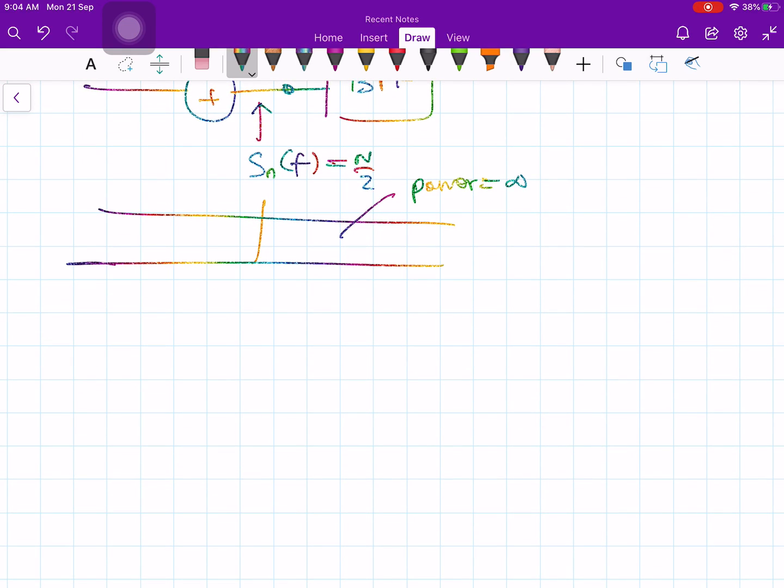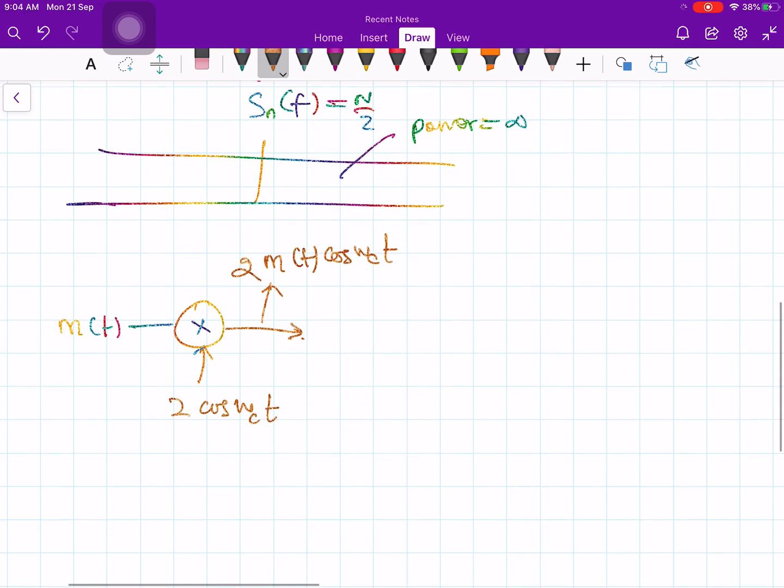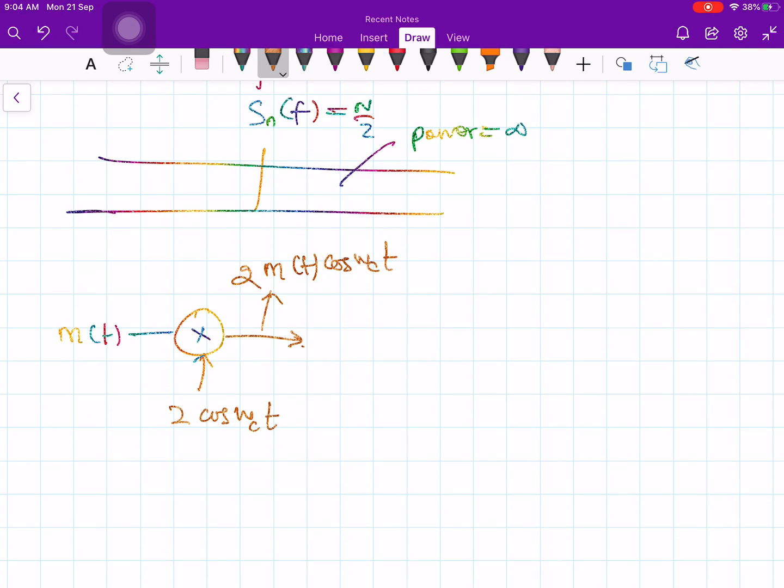So, m of t times root 2 times cos of omega ct. Now, in this, what is the signal? It is m of t, 2 times m of t cos omega ct. If you take the Fourier transform, you will get M of f minus fc plus M of f plus fc, right, by 2. So, the 2 will get cancelled. Therefore, power at this point is how much? m square of t bar.